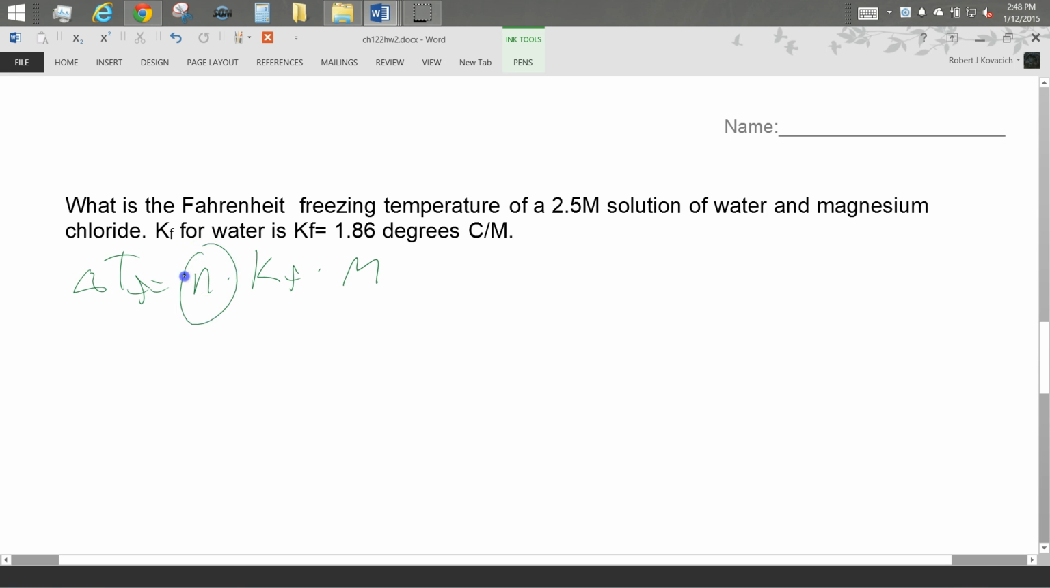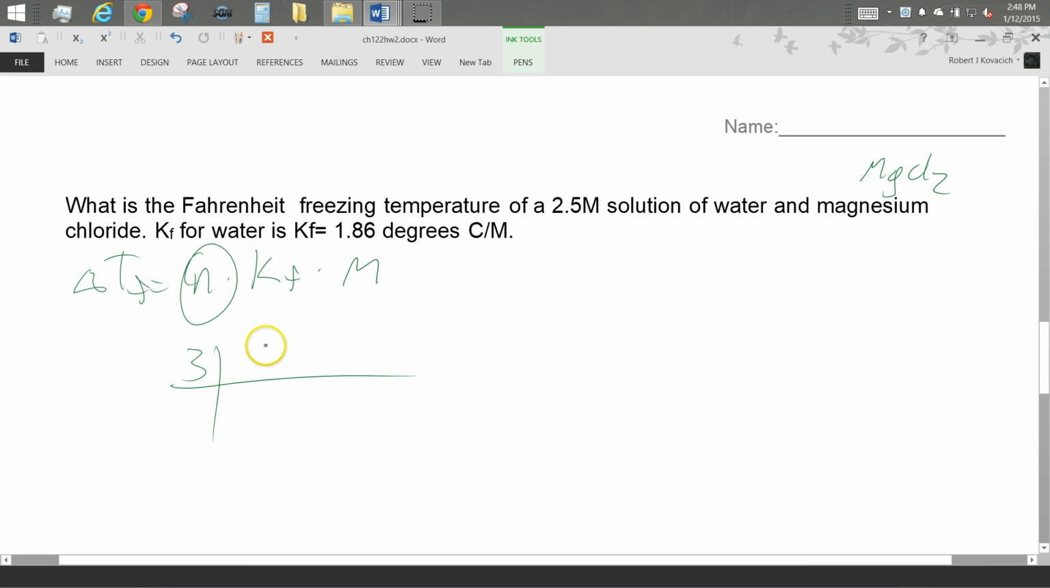So what's this value right here? 2.5. No, it's 3. Where'd that 3 come from? So this is magnesium chloride, right? So just like before, it's going to bust into 3 pieces. This is a unitless number. It's just telling you how many particles you're going to get when I dump in the magnesium chloride. So this will be just 3.